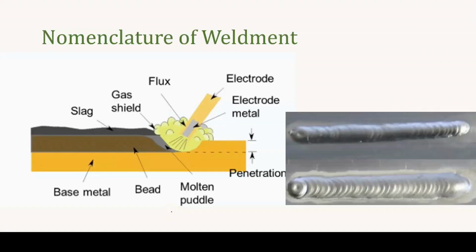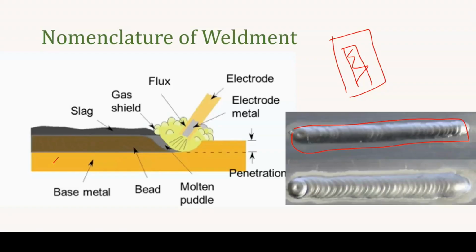Next, coming to the nomenclature. Nomenclature is nothing but, we will generally weld any component, right? So this is the weld portion. This is generally called a weldment or a weld bead, right? This weld bead will have a typical nomenclature, that means the parts of the different portions. So what are the different nomenclatures of a weldment or a weld bead?